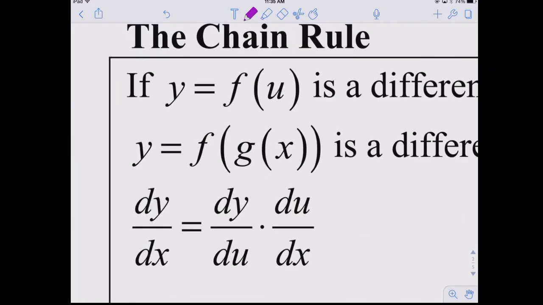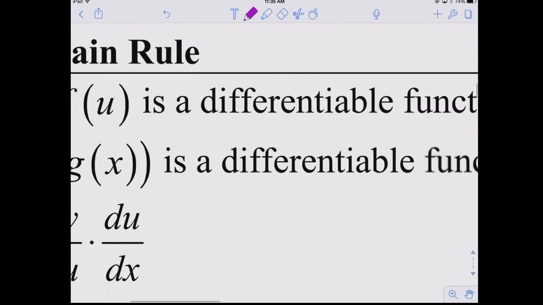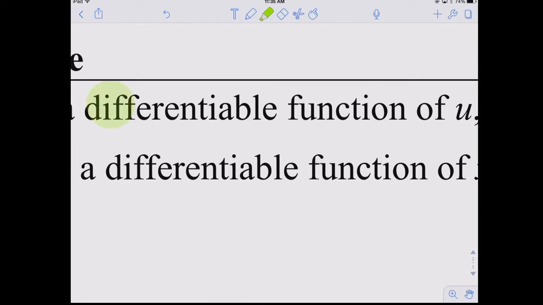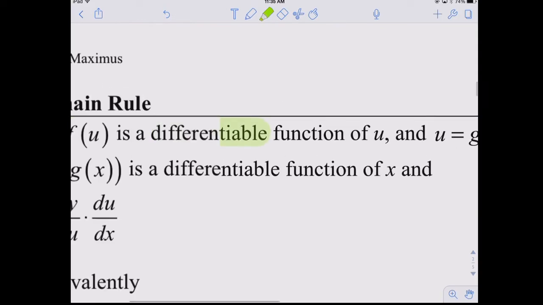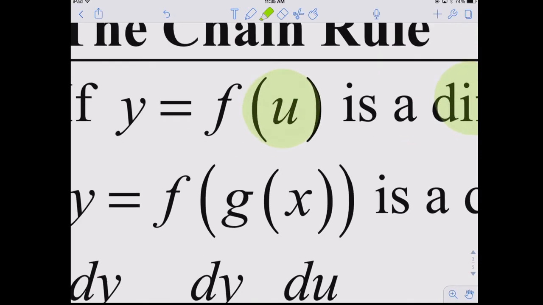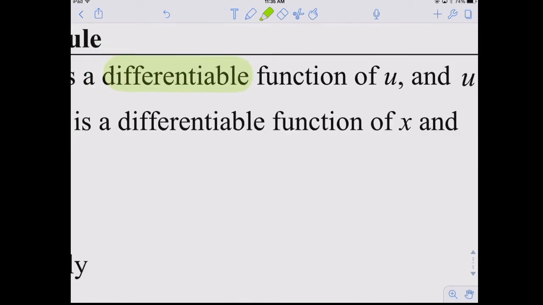If y equals f of u is differentiable, and therefore what function? If it's differentiable, continuous function of u. I use u because we're going to be using something called u substitution later. So get your mind out of the gutter. It's a function of u.